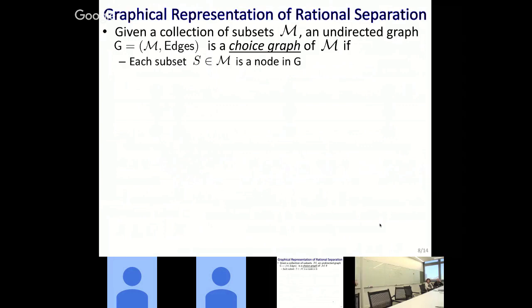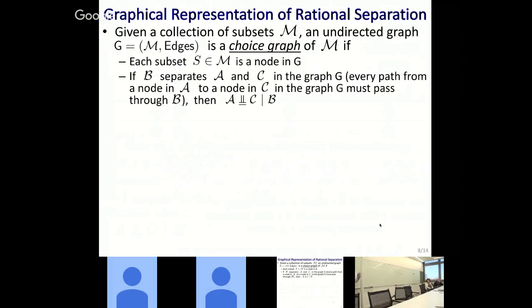One, the nodes of G correspond to the subsets in the collection. And so that's not too hard. The second one is that whenever we have a collection of nodes, which is a collection of subsets, B, that separates collections A and C in the graph G. So this is a graphical separation, meaning that every path from a node in A to a node in C must go through some node in B. We must also have that B rationally separates A from C.